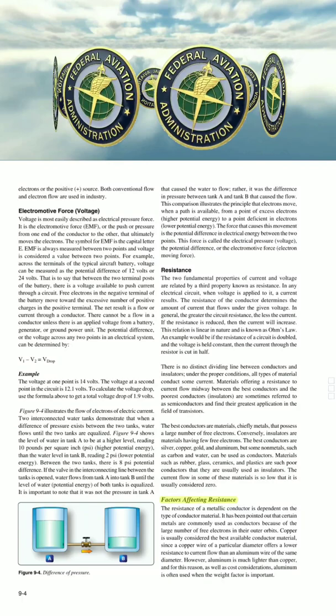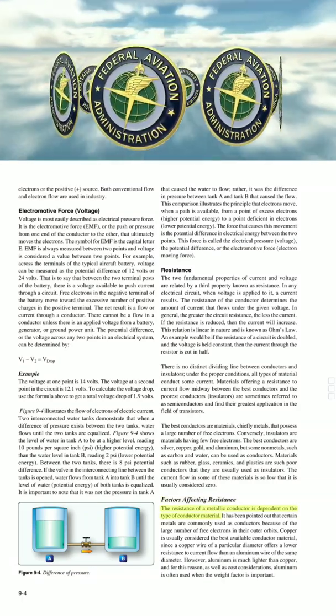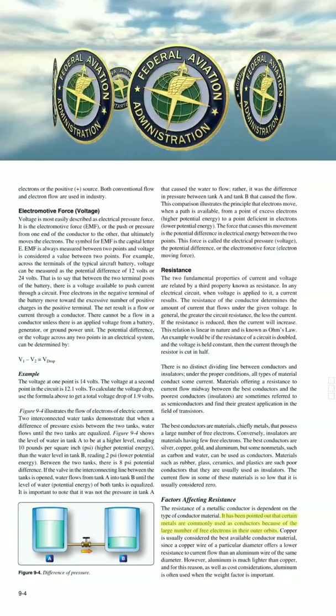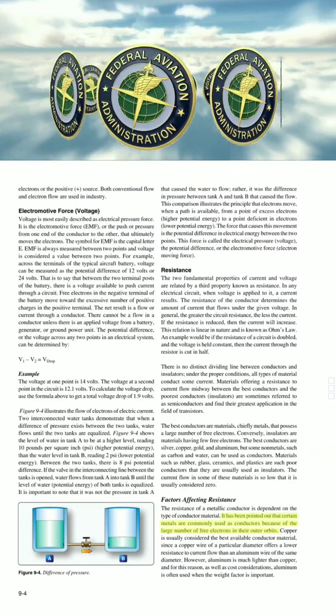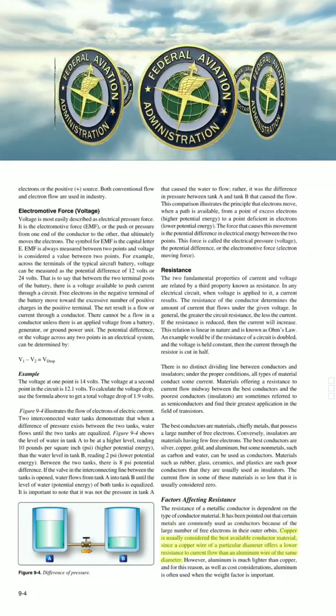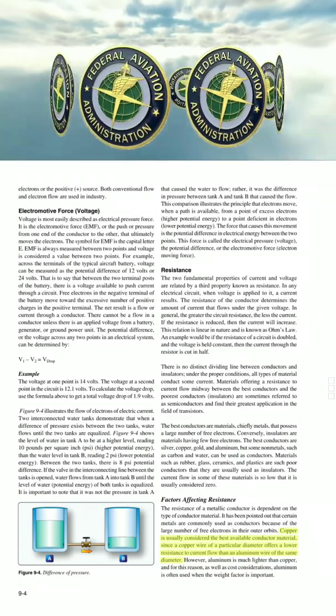Factors affecting resistance. The resistance of a metallic conductor is dependent on the type of conductor material. It has been pointed out that certain metals are commonly used as conductors because of the large number of free electrons in their outer orbits. Copper is usually considered the best available conductor material, since a copper wire of a particular diameter offers a lower resistance to current flow than an aluminum wire of the same diameter.